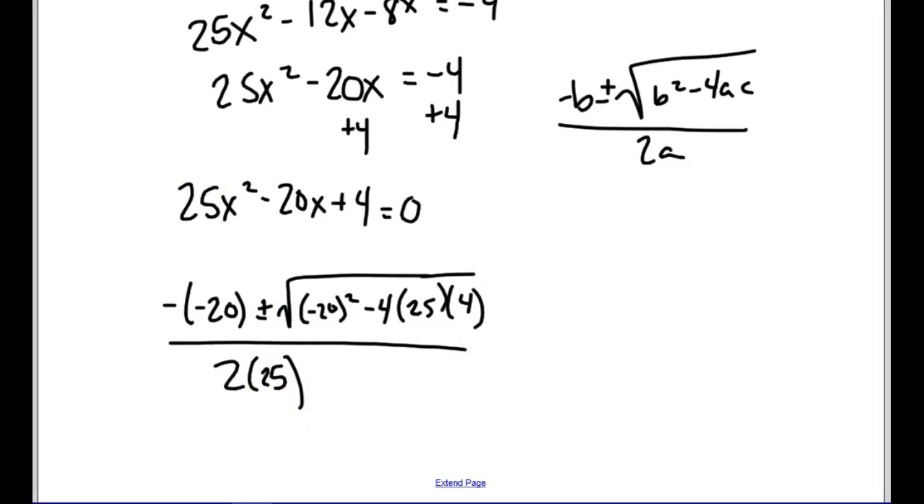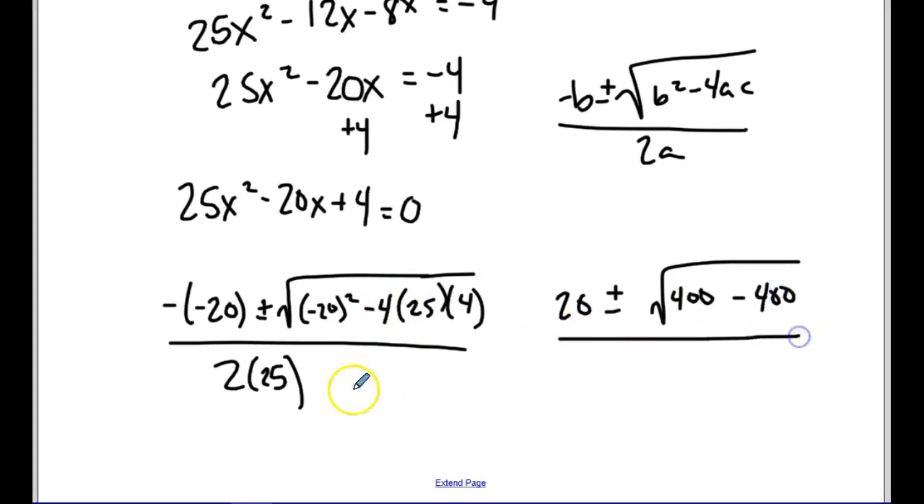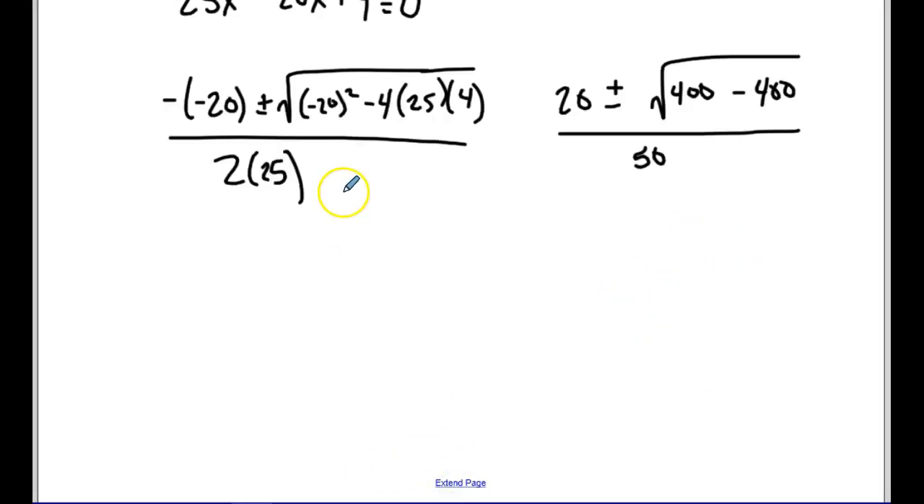So now I can continue to simplify what I'm looking at. The first thing I simplify is I see I have a negative of a negative, so it becomes 20 plus or minus the square root of negative 20 squared, which is a positive 400, minus 4 times 25 is 100, times 4 is 400, all over 2 times 25 is 50. So this becomes 0 because 400 minus 400 is 0. So 20 over 50, which means x now equals 2/5.